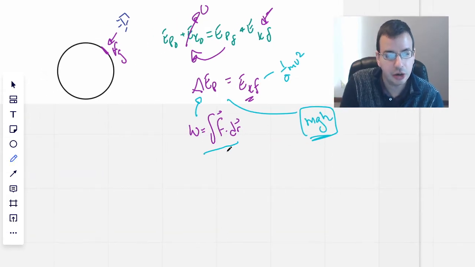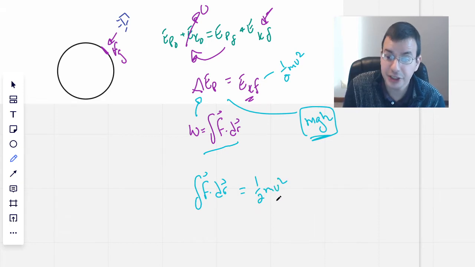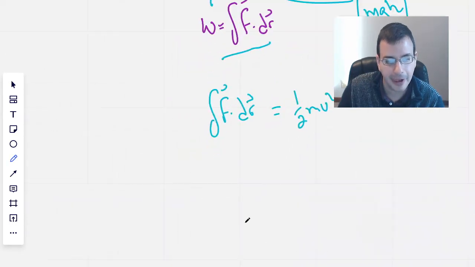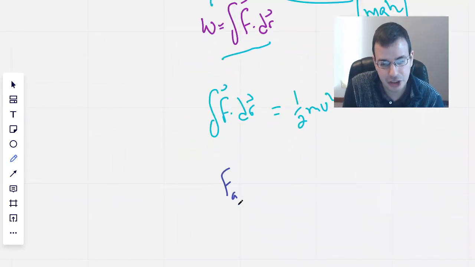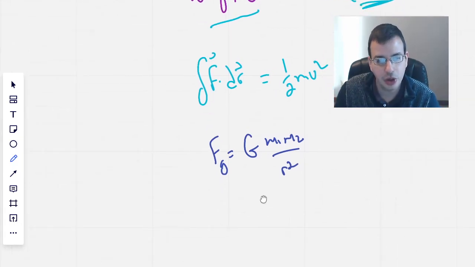So start here, we're going to have this equation: integral F dot dr, vectors, equals 1/2 mv squared. This is the equation we're going to solve for. Our force, in this case, is the force of gravity. So force gravity, Fg, equals big G mass 1, mass 2, all over r squared. So we're going to plug that into the equation.